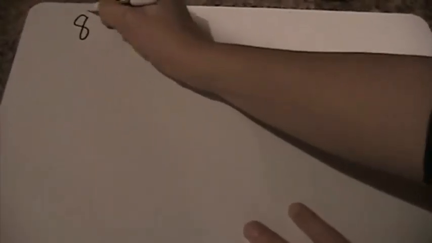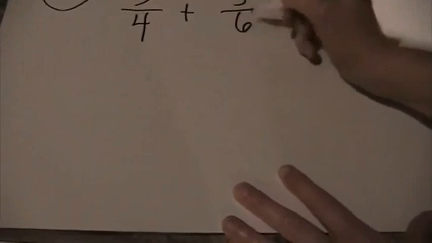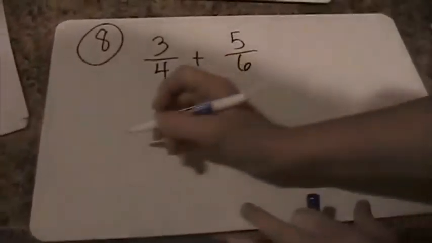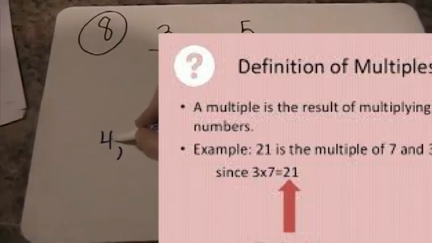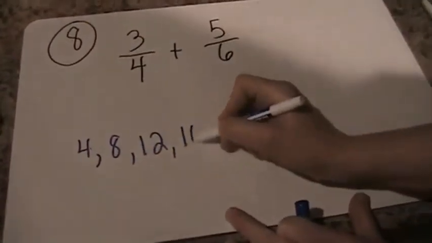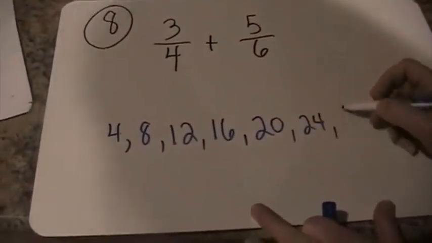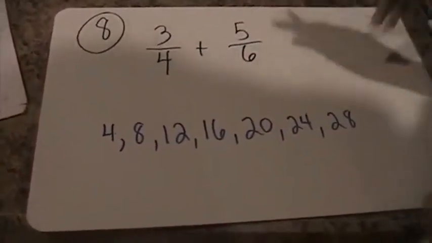Number 8. Number 8 is 3/4 plus 5/6. Okay, number 8 says 3/4 plus 5/6. Well, I have unlike denominators, so I need to make them like. So I'm going to list my multiples of 4 first. 4 times 1, 4. 4 times 2, 8. 4 times 3, 4 times 4. 4 times 5. 4 times 6. 4 times 7. I think I'm going to stop there. Hopefully I'll have a like one before the end.